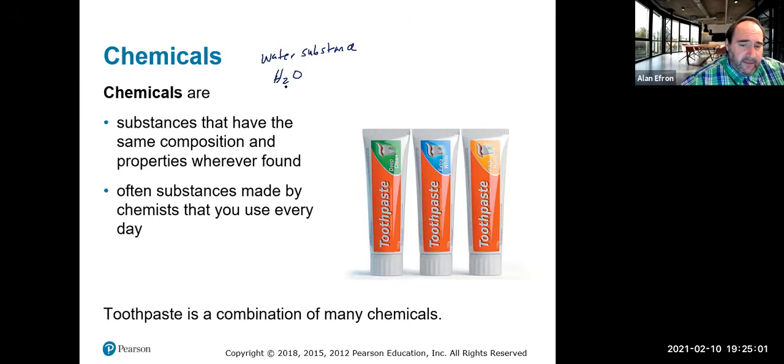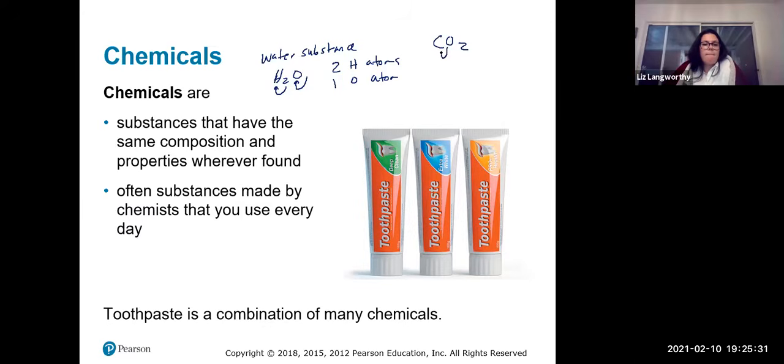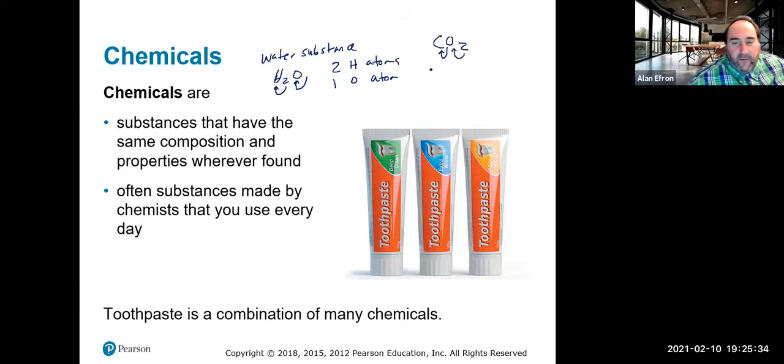The little number on the bottom goes to the element to the left. So that means there's two hydrogen atoms for every one oxygen atom that's present. And we have something like CO2. We're talking about dry ice. So CO2 has one carbon atom for every two oxygen atoms.